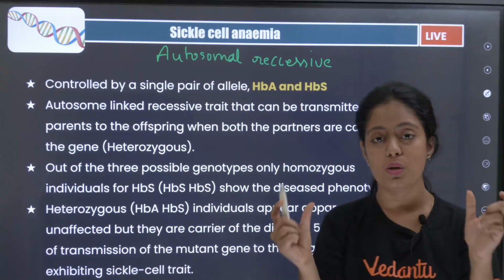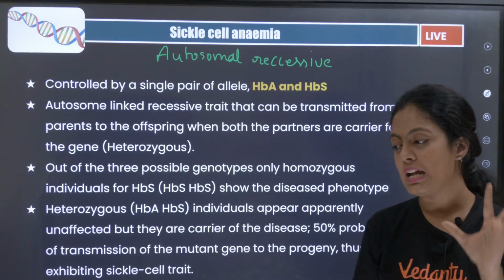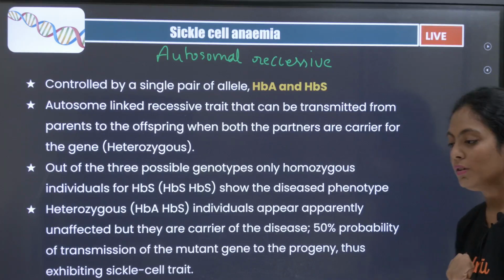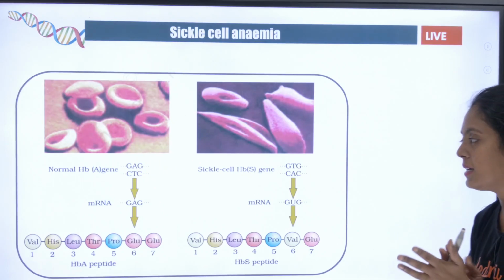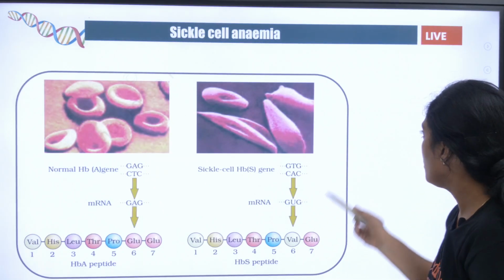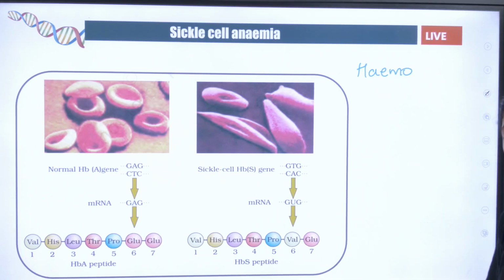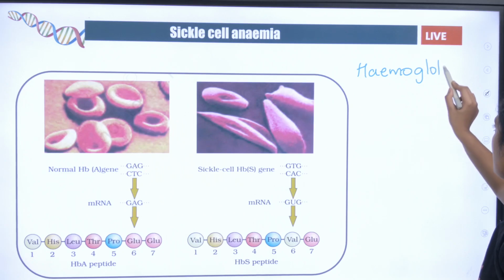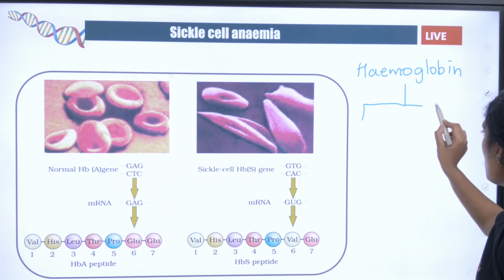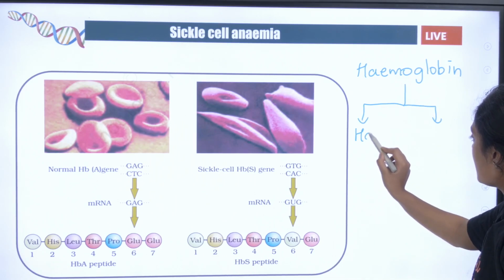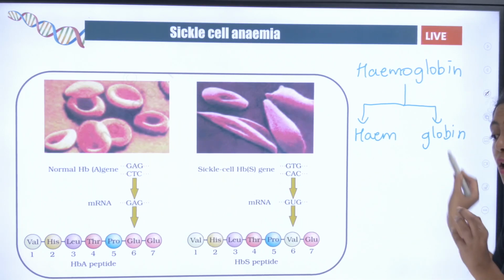Both the parents are carriers or heterozygous, there is a 25% probability that the child can be affected. Okay, so let's get into what this disease is. This is X-linked recessive, it's already done. This is the most important point. You all know hemoglobin is a very important protein. Where is hemoglobin present? It is present on my RBC. It has two important parts, heme and globin. The heme is non-protein, the globin is protein.